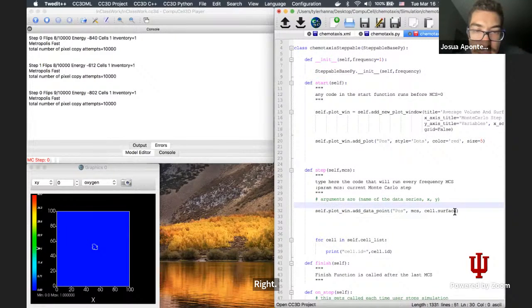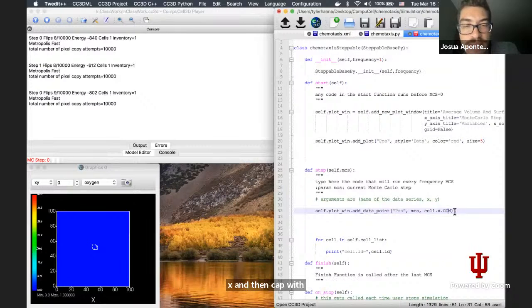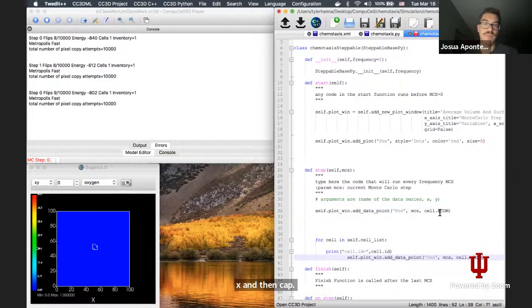Right. But then now you need the center of mass in the X direction, which is X, COM with cell, because it's a property of the cell. X and then cap without the dot between X and COM, right? And then take this and put it inside the cell loop. That's it. There you go.